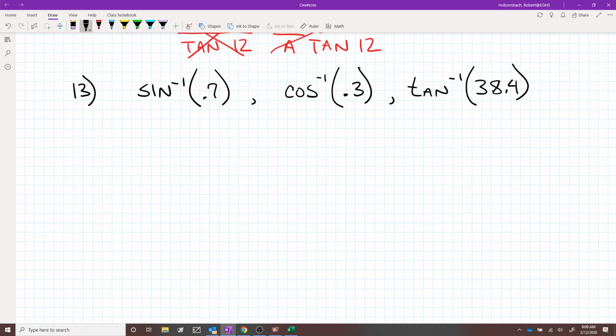So that is 0.7, second sine, 44.4. Next, it's 0.3, second cosine, 72.5. And then it's 38.4, second tan, 88.5. And then these would all end up being degree measures.